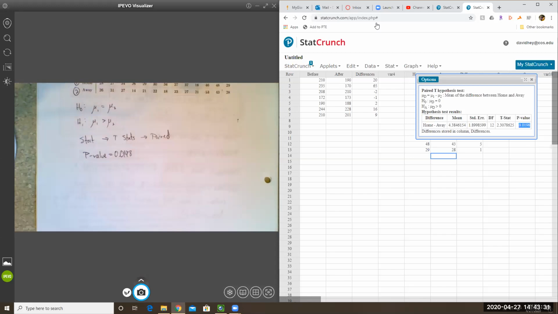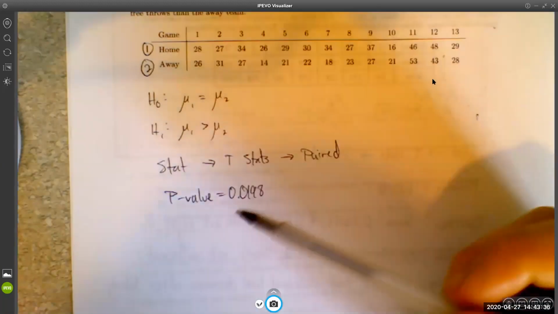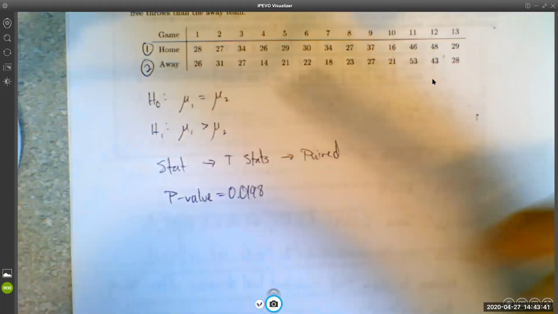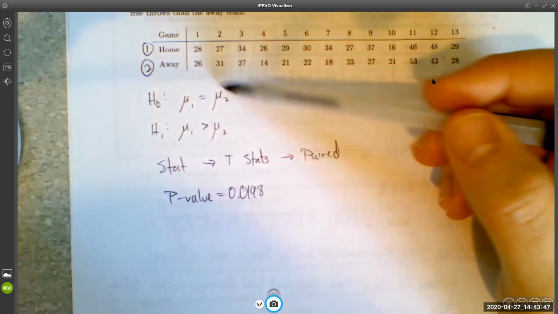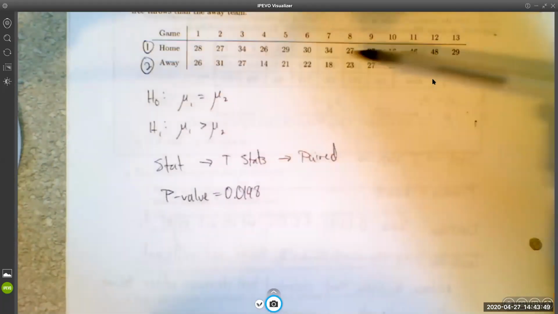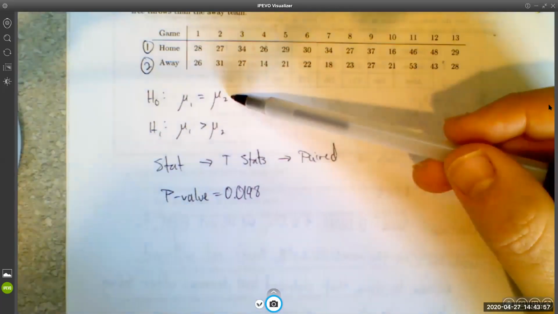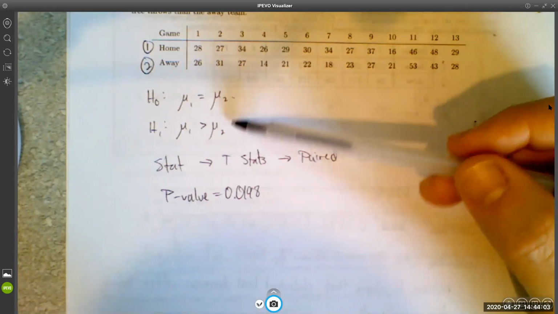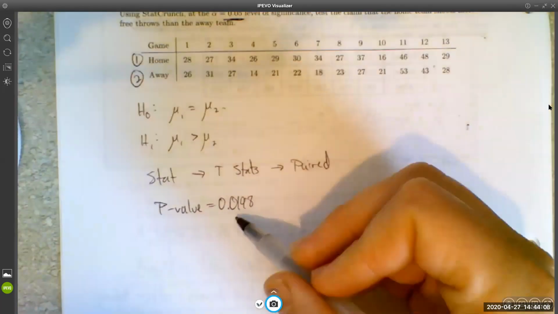Small enough to cast doubt on the null hypothesis, right? In other words, there's only about a 2% chance that we would have observed this happening if the null hypothesis were true. So if we assume that home and away teams shoot the same amount of free throws, then we would have only had a 2% chance of collecting this data. And yet, we collected that data, right? So it makes us suspect that probably the null hypothesis isn't true after all, so we reject it, okay? Our cutoff value was 0.05, and we're definitely smaller than that.